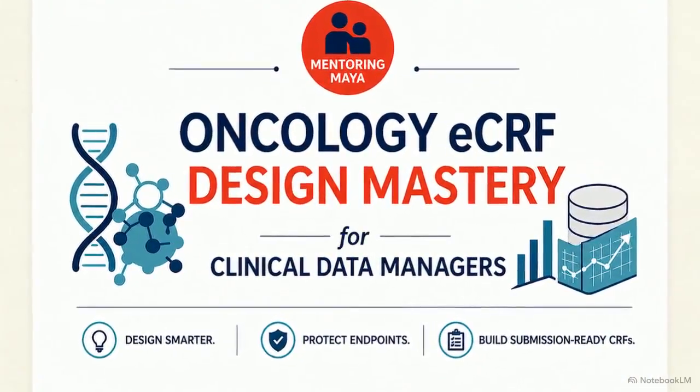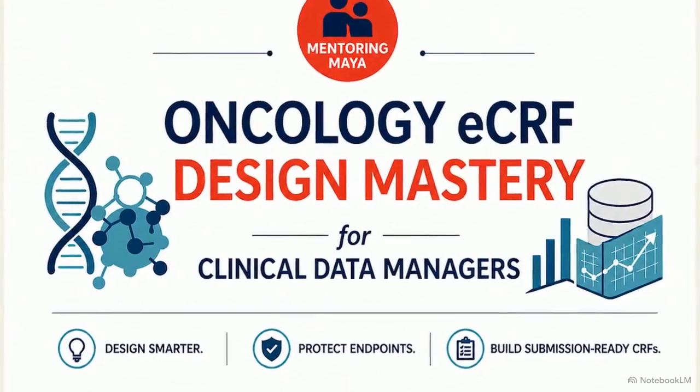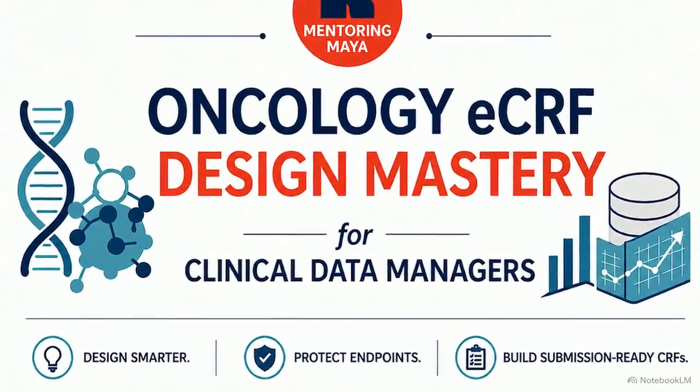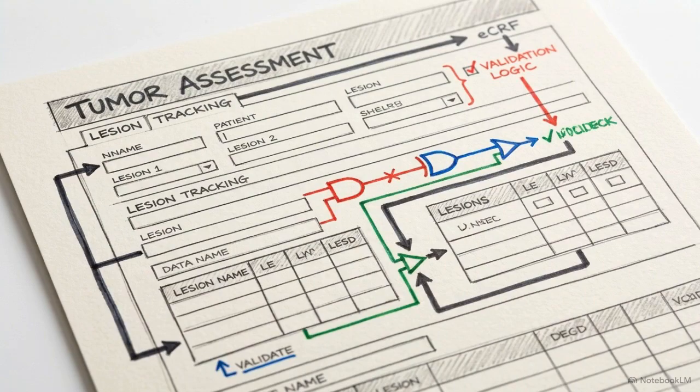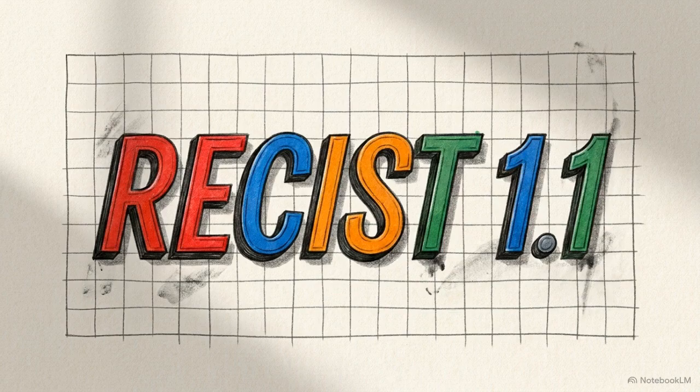In our last session, we worked through the mechanics of mapping clinical intent directly into database design. Today, we take that mapping process and apply it to one of the most sensitive areas in any oncology trial, designing tumor forms strictly aligned with RECIST 1.1 guidelines.